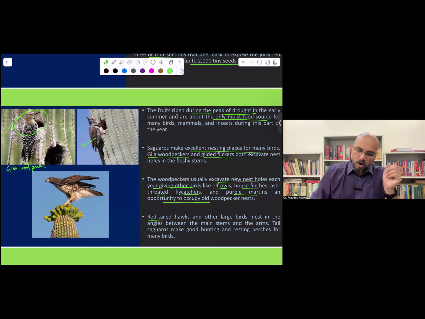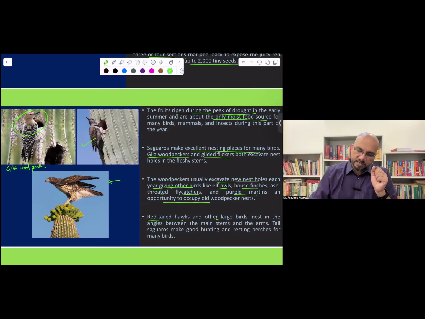So red-tailed hawk. So this is your red-tailed hawk. Okay, so these are birds of prey. They hunt the smaller animals, rats, lizards, rabbits.